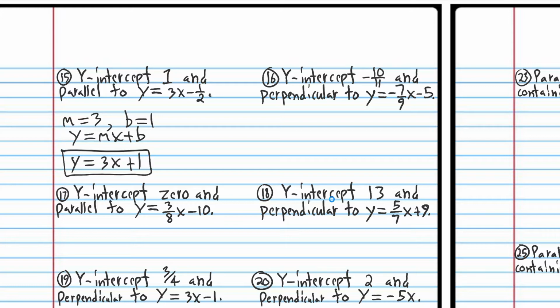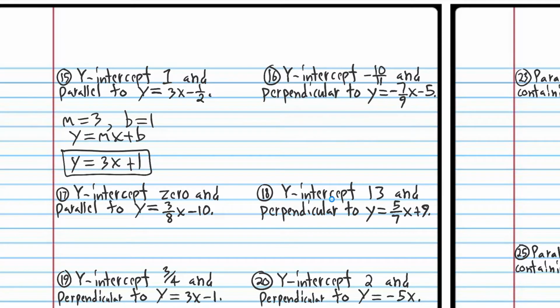Again, look at the slope of this equation. We can see the slope because it's in slope-intercept form. That means that the y is by itself. So it's y equals mx plus b, and this is m. This is the slope of this line. But our line is going to have a slope that's different because these lines are perpendicular.